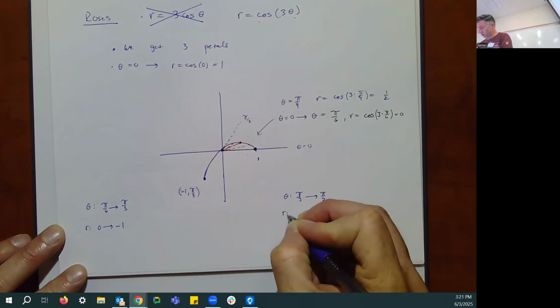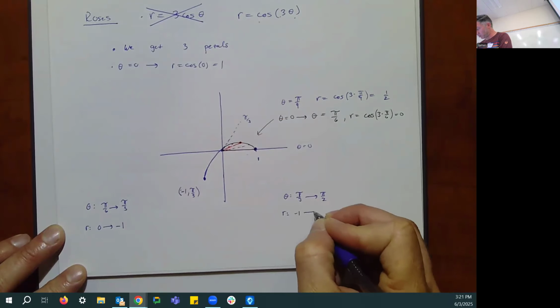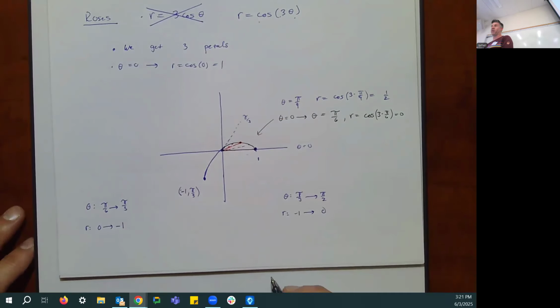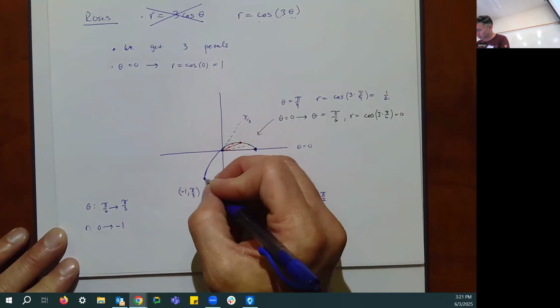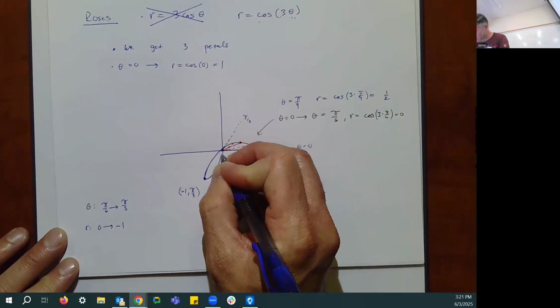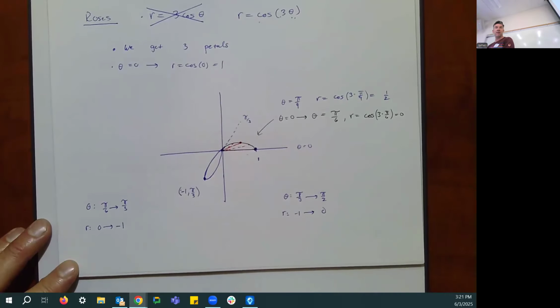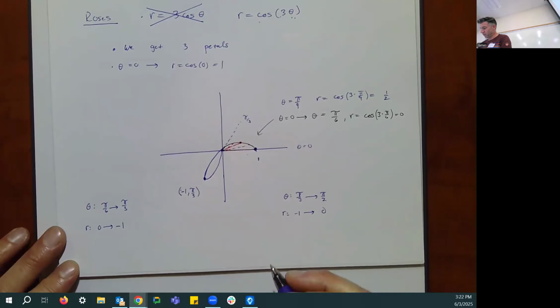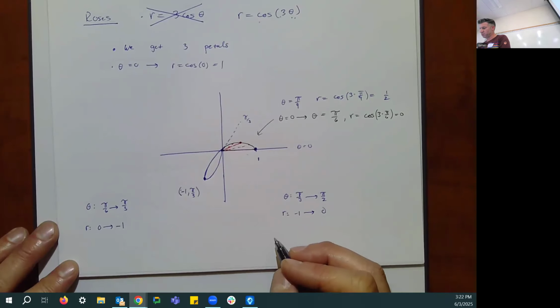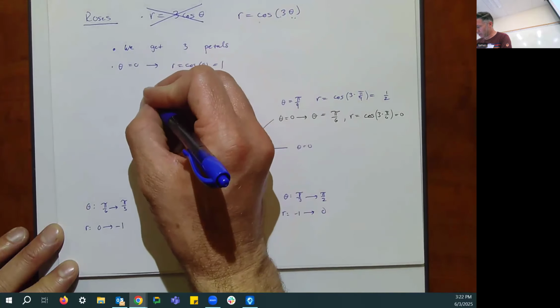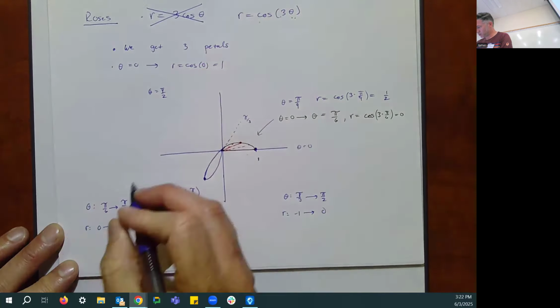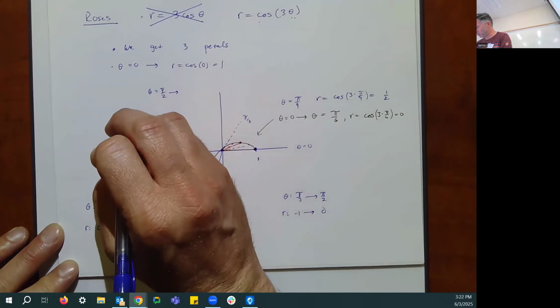Our R values are going to go from -1 back to 0, because cosine of 3 pi over 2 is equal to 0. Plugging in pi over 2 there gives cosine of 3 pi over 2. So we're going to go back this way. And then we keep going from pi over 2 to 2 pi over 3. Right, so from theta equals pi over 2 to 2 pi over 3.